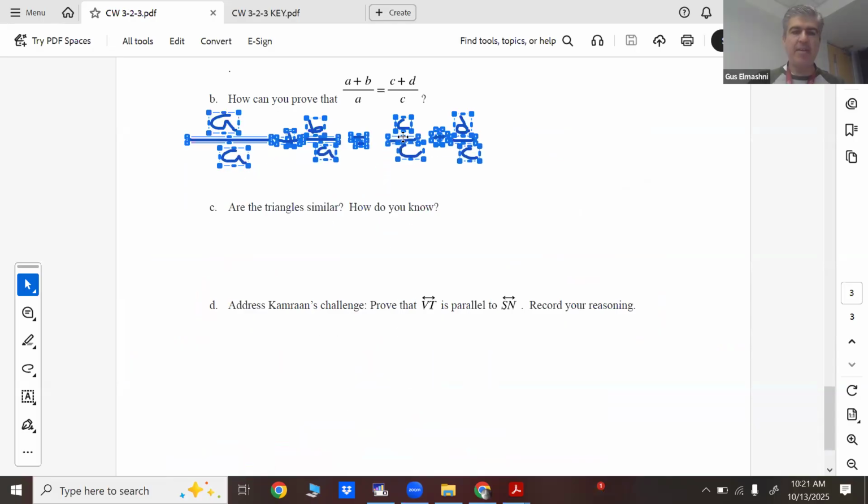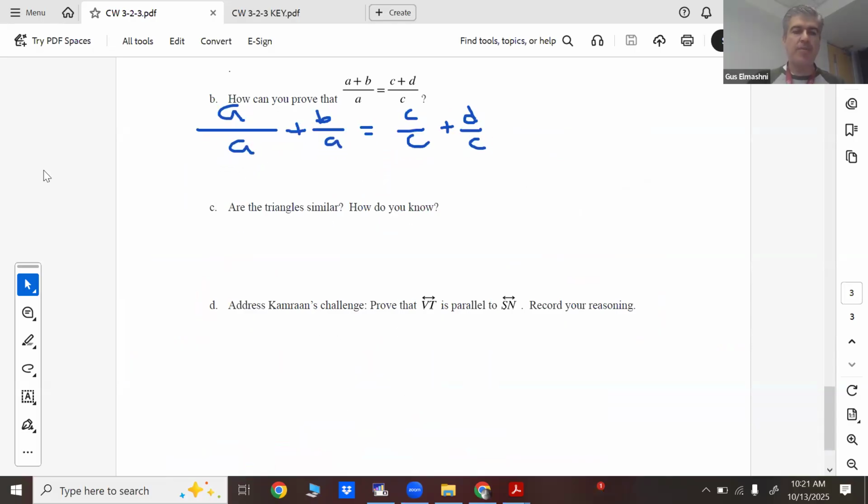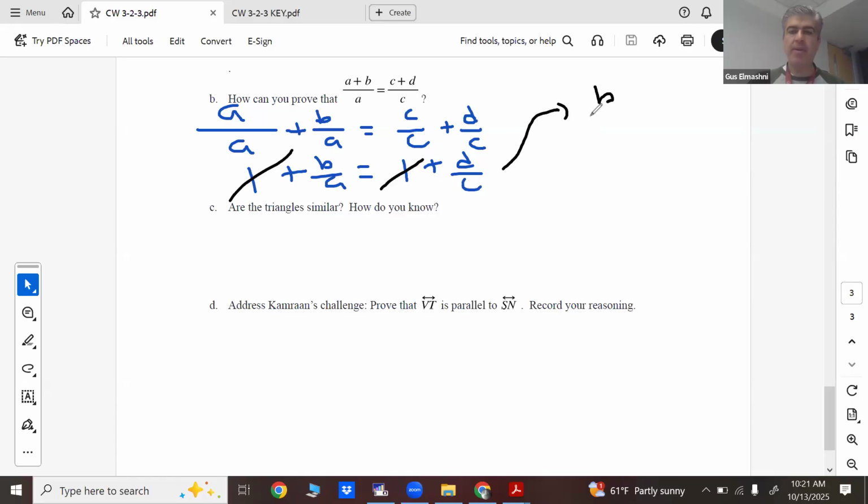let me move it. Okay, so now I know this is true. 1 plus B over A equals 1 plus D over C. What happens to the ones on each side? They cancel out. So now you're stuck with B over A equals D over C.